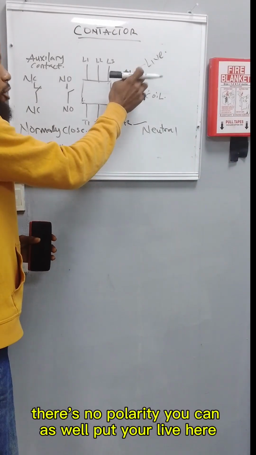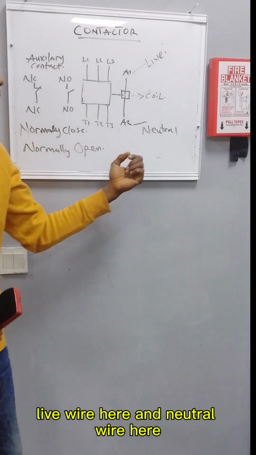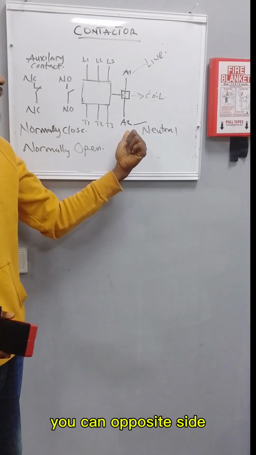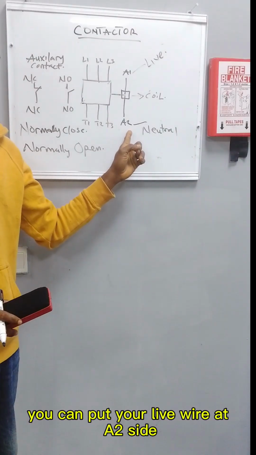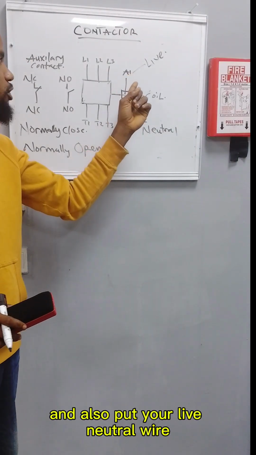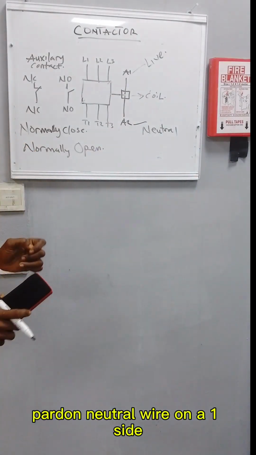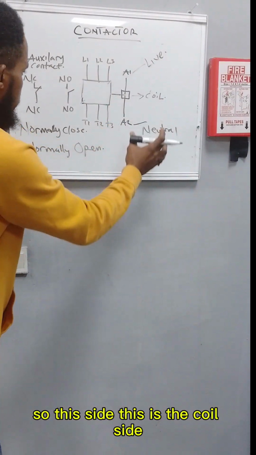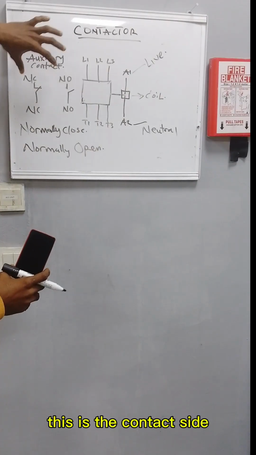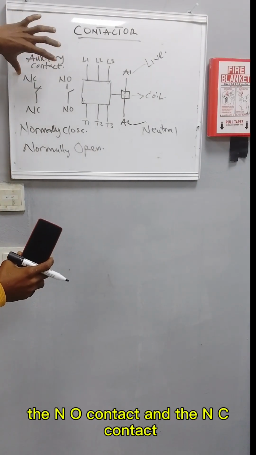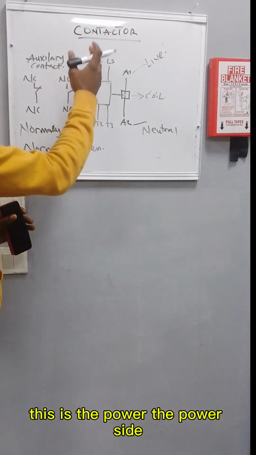You can put your live wire here and neutral wire here, and also the opposite way: you can put your live wire at the A2 side and your neutral wire on the A1 side. So this side is the coil side, and this is the contact side, the NO contact and the NC contact, and this is our L1, L2. This is the power side.